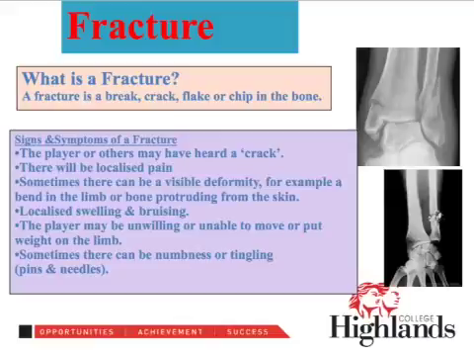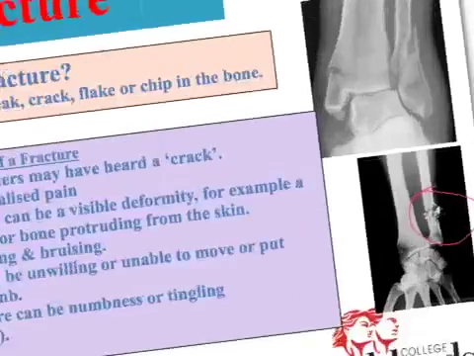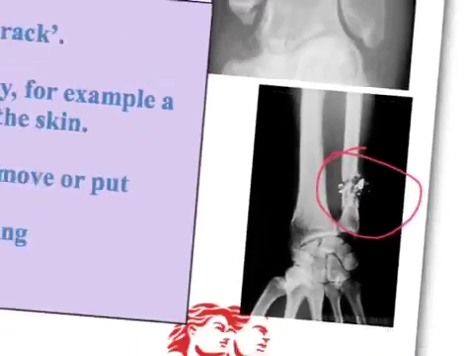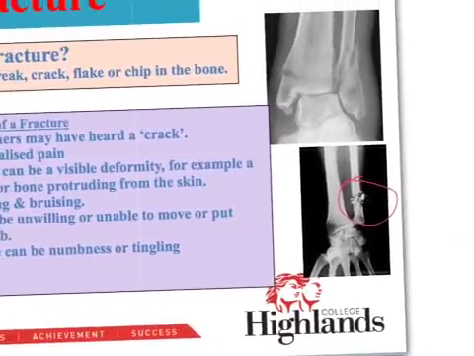So, we're going to decide what a fracture is. Now we have this definition here: a fracture is a break, crack, flake or chip in the bone. And we can see here on our diagram, right down here, we have a very obvious break there. And if we zoom in, we can see that we have not only a fracture of the bone, but it's also chipped away as well. So that's a very, very severe fracture.